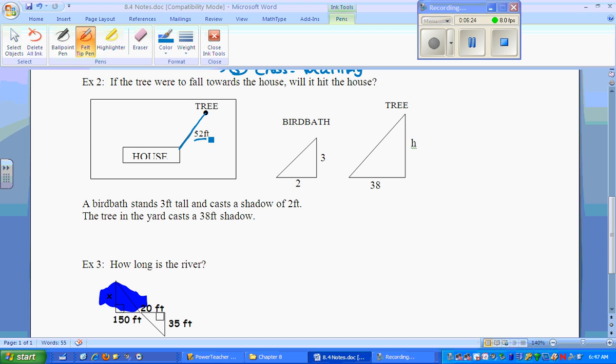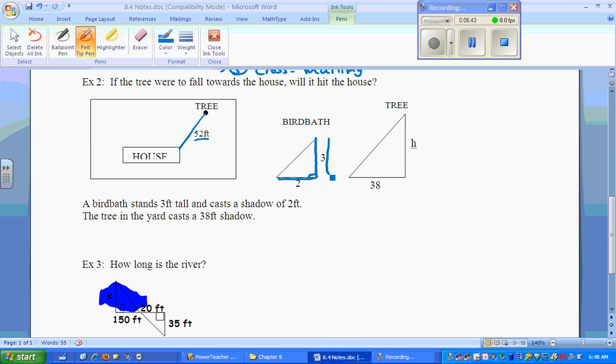Okay, so they didn't tell us how tall it is, but we have the similar triangle idea in the yard. So the bird bath stands 3 feet tall and casts a 2-foot shadow. So the bird bath is 3 feet tall, casts a 2-foot shadow.